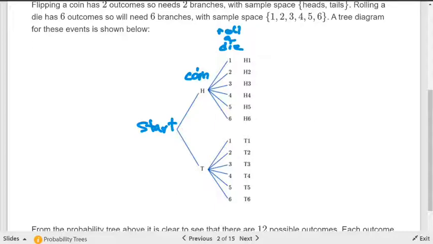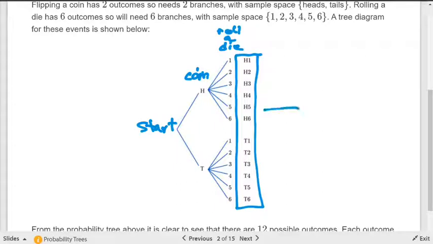Now, at the end, this little section they've drawn here is the sample space. And it should look familiar to you. It looks just like the sample space when we said heads and a 1, heads and a 2, heads and a 3, right? We drew this sample space before together in class. But where they're getting this sample space is they're just reading the branches.